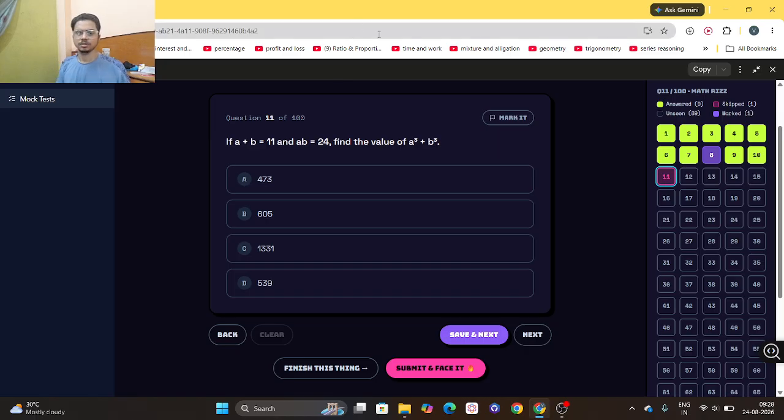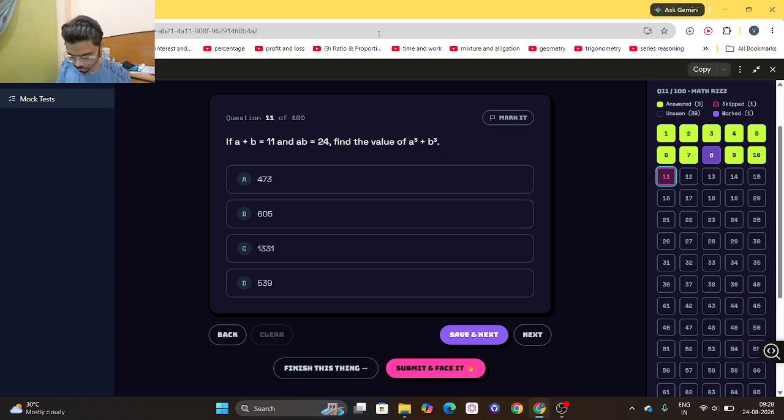A plus B is equal to 11. AB is equal to 24. Find the value of A cube plus B cube. A plus B is equal to 11 and AB is equal to 24. So A plus B whole cube is equal to A cube plus B cube plus 3AB in bracket A plus B. 1331 is equal to A cube plus B cube plus 6 into 11. So 1331 minus 66. This becomes 1265.